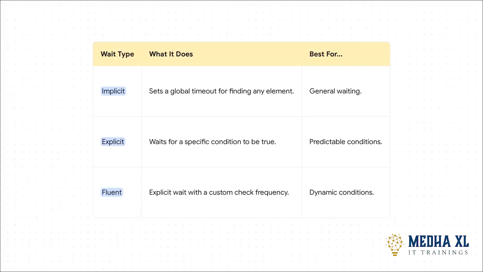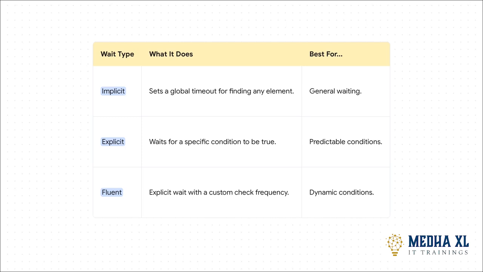The trick is to teach our script to be patient. We do that using something called waits. The simplest one is an implicit wait. It's like setting a general rule. Hey script, for anything you're looking for, just wait up to, say, 10 seconds before you give up and throw an error. Then you have the explicit wait. This one's more like a sniper. It's super precise. You tell it, I want you to wait only until this specific button is clickable and not a millisecond more. And then there's the fluent wait. This is the pro tool.